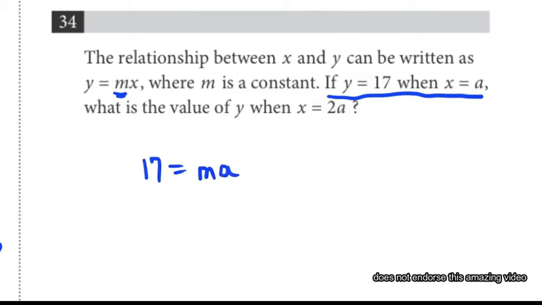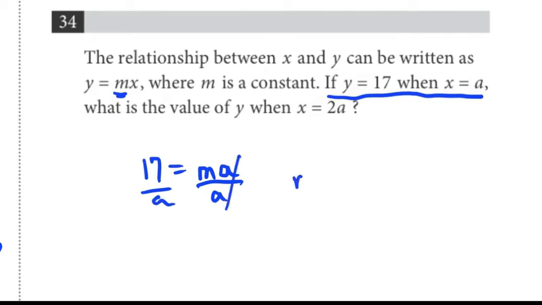So what does m equal? That's our constant. Let's divide by a on both sides. Divide by a. So m equals 17 over a. Now we're going to do the same thing again, plugging in our m. So y equals mx. That's our m. That's an a. That's an a times x.